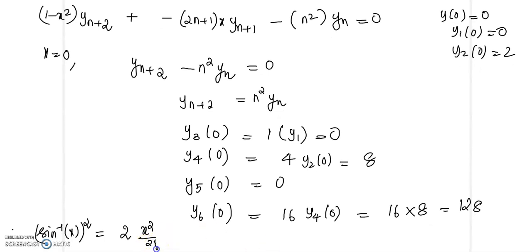So 2 x square by 2 factorial, then y3 is 0. So plus 8 x raised to 4 by 4 factorial plus 128 x raised to 6 by 6 factorial plus etc. So that is the series for sine inverse of x whole square.